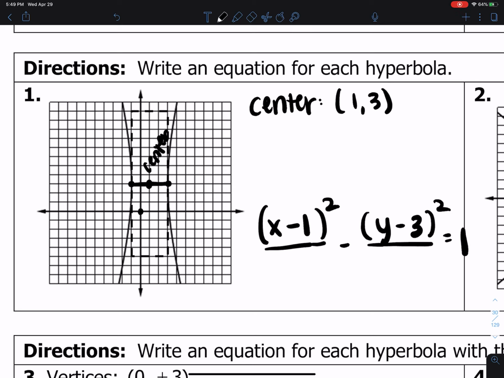Now the last thing we need to write the equation is the distance from the center to one of the vertices, and the distance from the center to one of the co-vertices. So this right here is the distance from the center to the vertex, so that's 2, so we're going to put that here, 2 squared, which is 4. And then the distance from the center to one of the co-vertices is there, and that is 8. So that means that 8 squared, which is 64, goes underneath y, and that is our equation.